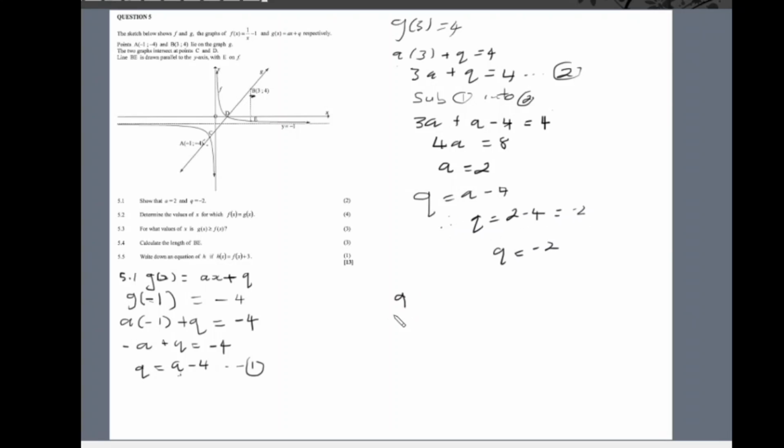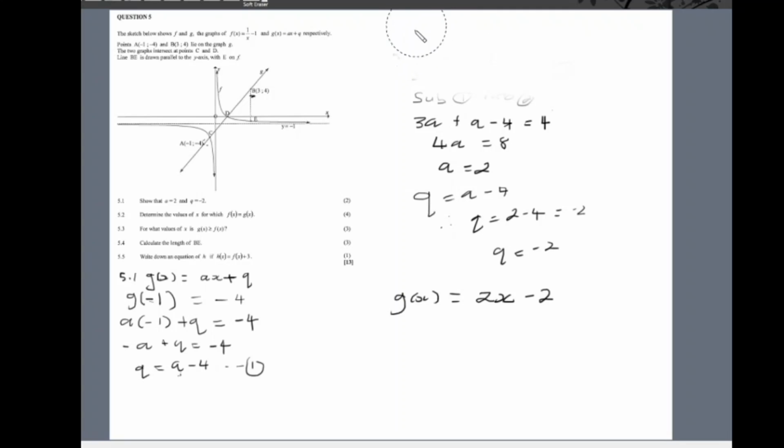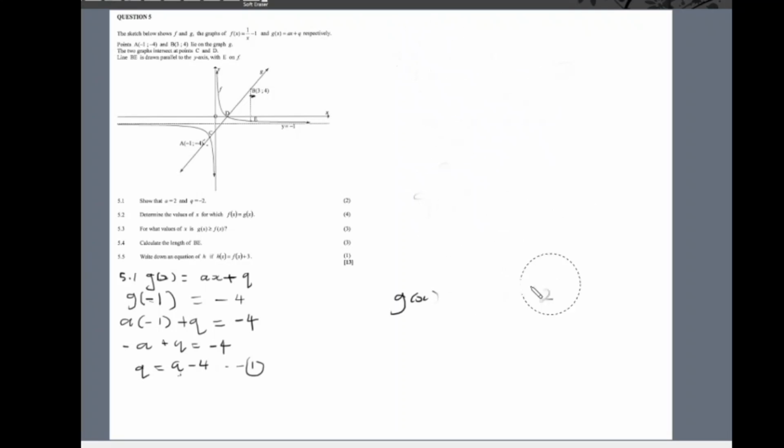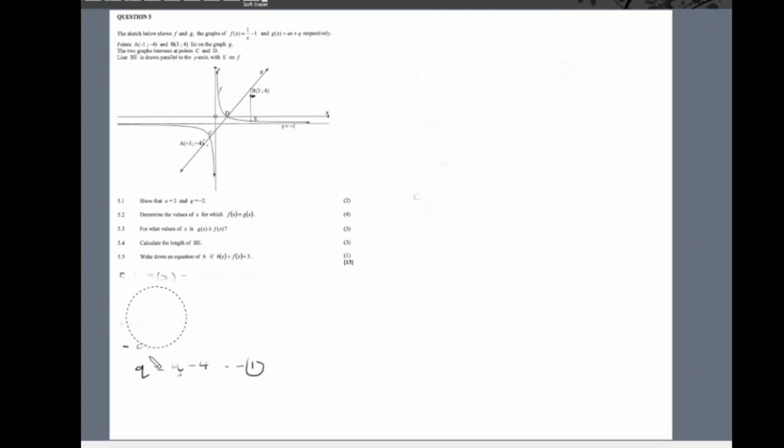So now my equation for g of x will be g of x equals 2x minus 2, right? It will be 2x minus 2. Okay, so now I have my equation for g. We can go ahead and do question 5.2.